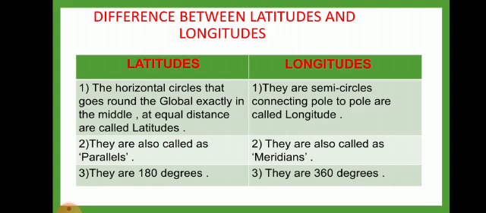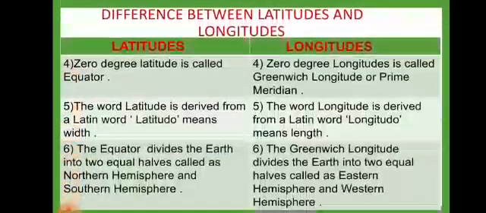Latitudes, third point: they are 180 degrees. Longitudes, third point: they are 360 degrees. Fourth point, latitudes: 0 degree latitude is called the equator. Longitudes, fourth point: 0 degree longitude is called the Greenwich longitude or prime meridian.